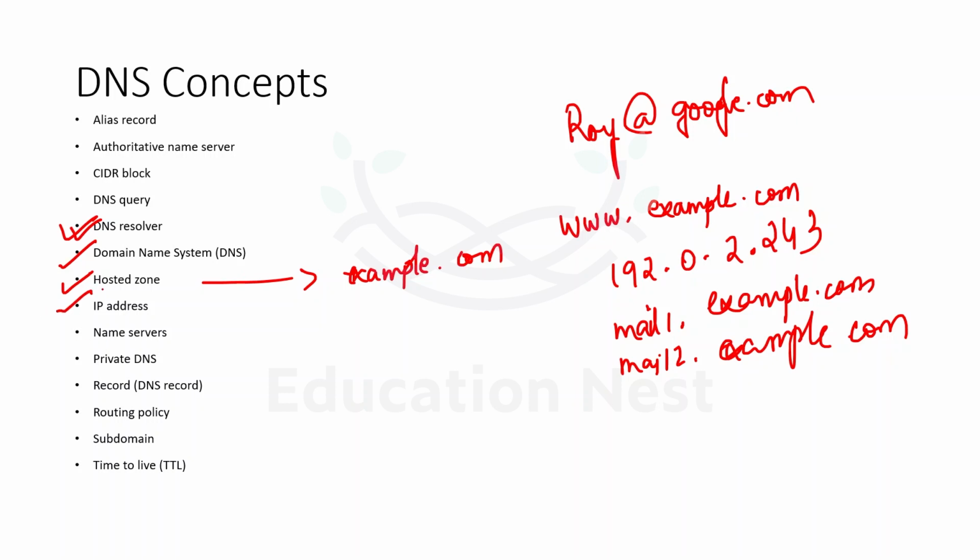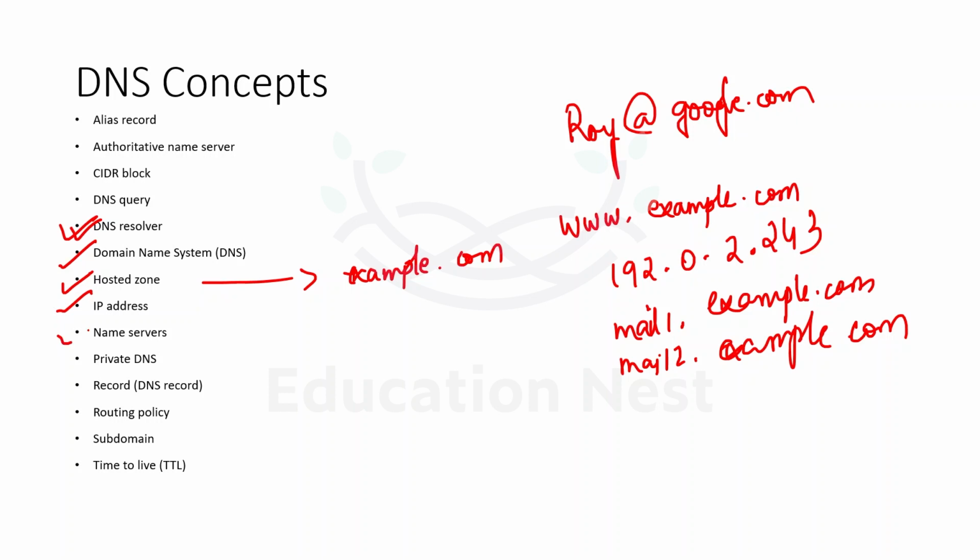Then we have IP address. IP address we already know, we will not discuss this in depth. An IP address is a number assigned to a device on the internet, anything, right? It can be a laptop, smartphone, web server, which will allow the device to communicate with other devices on the internet. There are two types of IP addresses, IPv4 and IPv6. We have already discussed this.